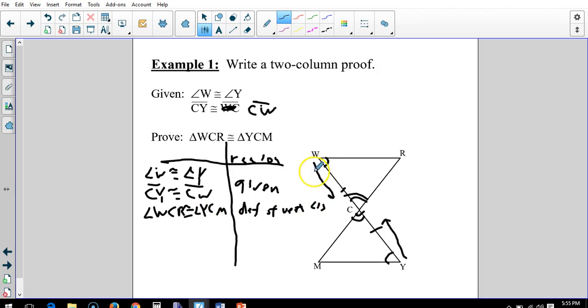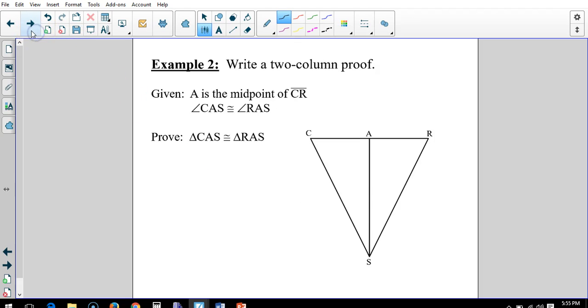Now once I have that, I can prove ASA. So I can prove the triangle WCR is congruent to triangle YCM by ASA. If you need to pause, go ahead and hit pause.